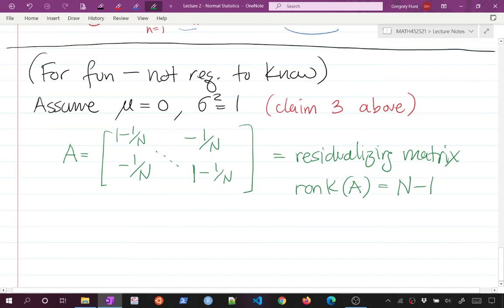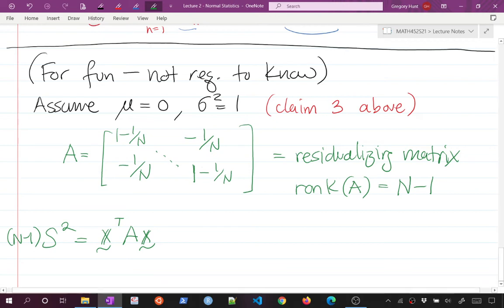Not going to prove that. We'll take it on faith here. Turns out this residualizing matrix can be used to make s squared. And the way it's used is that if I take my vector of random variables, x tilde, and I look at x tilde transpose A x tilde, this is what's called a quadratic form, this is going to give me n minus 1 times s squared. We're ignoring any kind of sigma squared at this point.